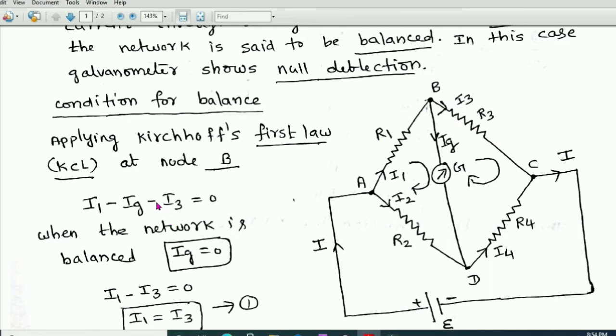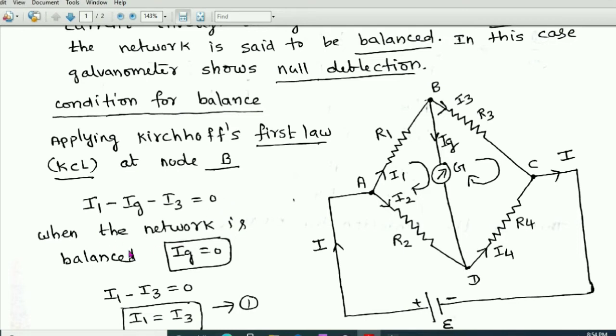When it is moving away, minus I3 is equal to 0. This is the equation if you apply Kirchhoff's first law at the junction B. So that should be equal to 0, because the algebraic sum of the currents meeting at the junction is equal to 0 according to Kirchhoff's first law.